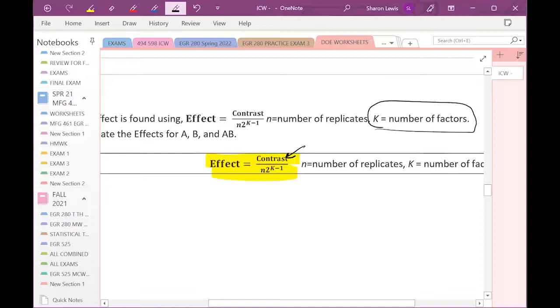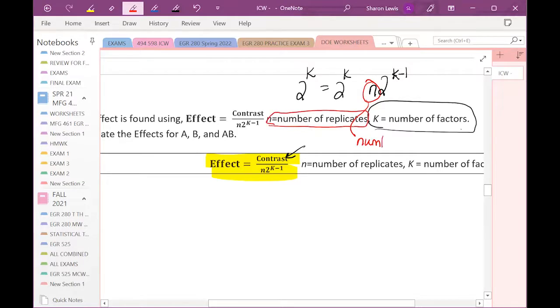So not just 2. Above, we had k equals 2. Remember, we had 2 levels, 2 factors, so that was a 2 to the k. But what if we want more than 2? So now what we put in the denominator is n, 2 to the k minus 1. And n is the number of replicates. You can see it right here: number of replicates.